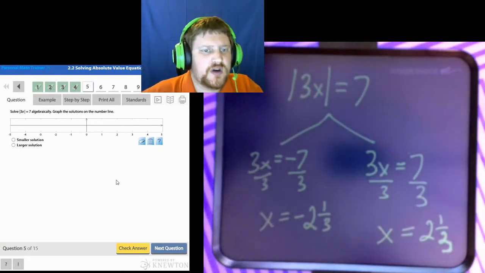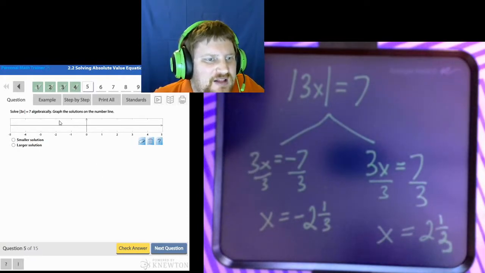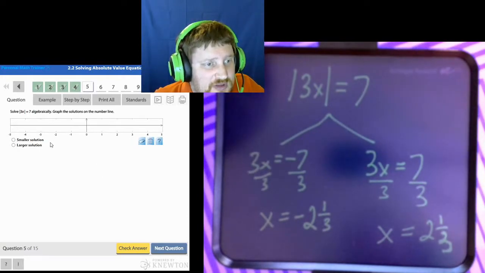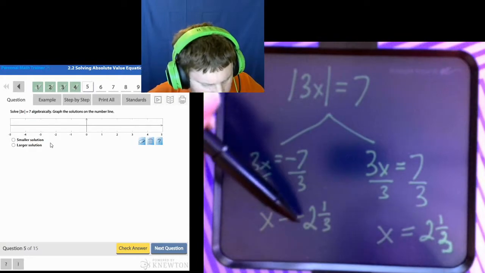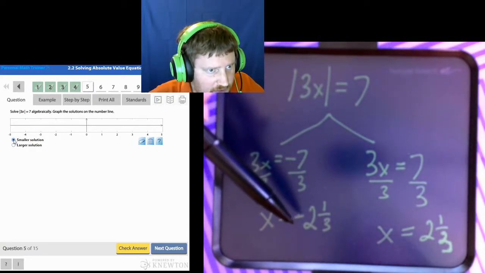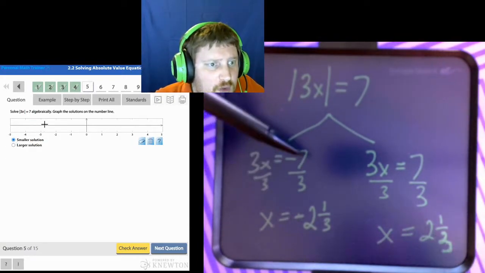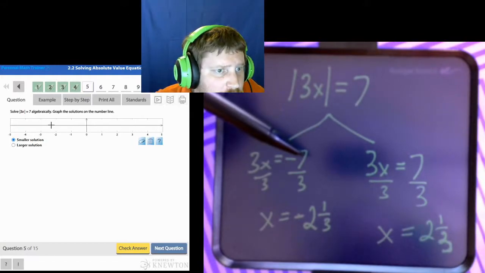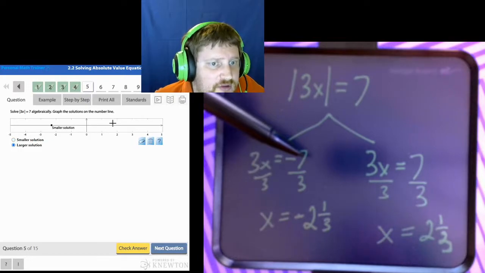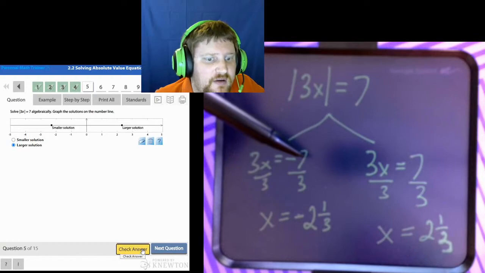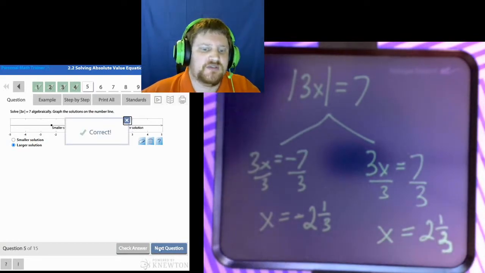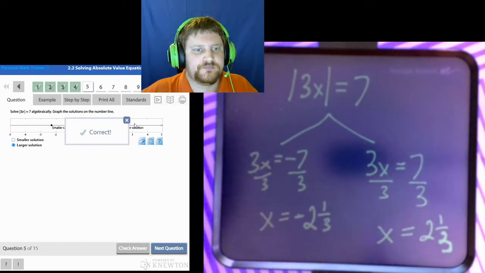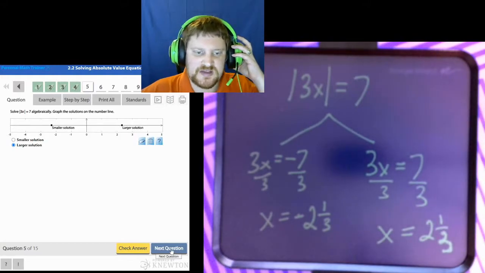However, I'm a little worried about coming up with exactly a third on this scale, but let's see what we can do. So our smaller value, we're going to click smaller value, is at -2 and 1/3, which is about there. And the larger solution is at 2 and 1/3, which is about there. Okay, looks like you just have to get close on those. Definitely makes it a little bit easier.